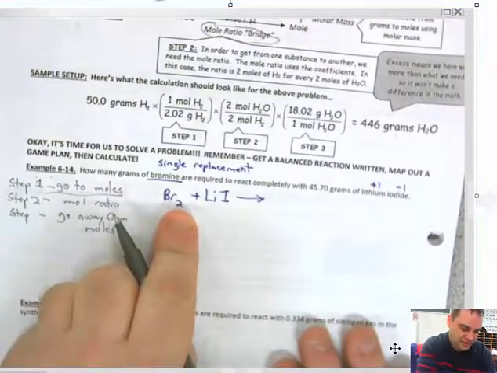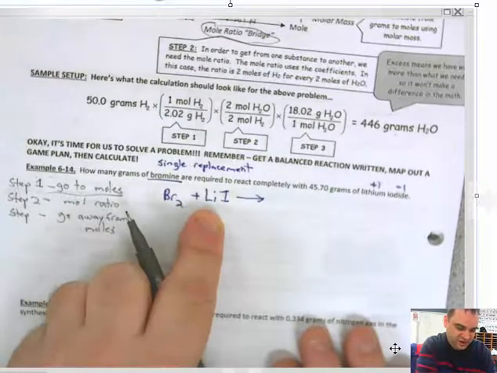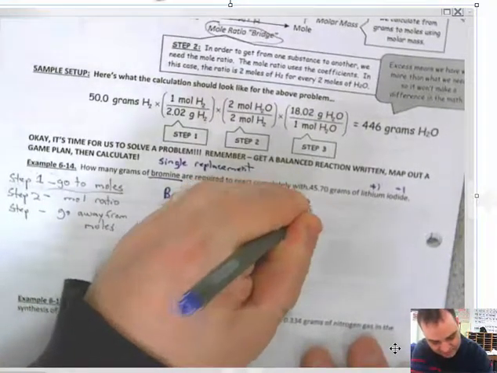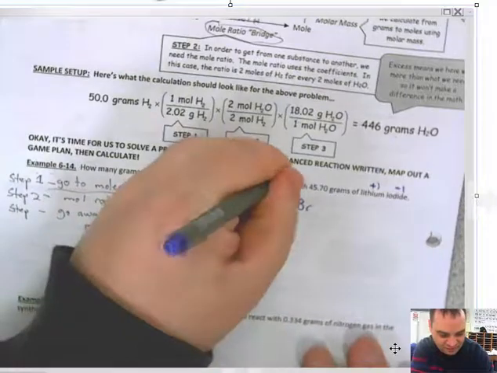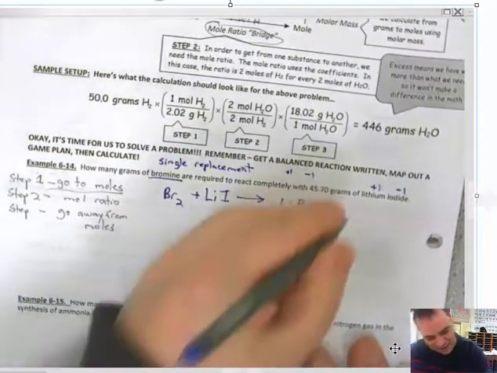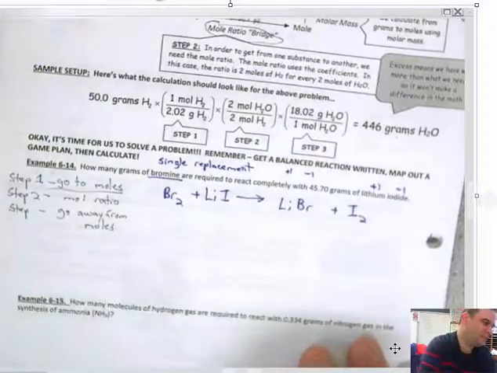Bromine is a nonmetal. Lithium is a metal. So we're going to put lithium with bromine. So this is LiBr. Remember, lithium is +1 and bromine is -1. And then we're going to have iodine, which is I2.